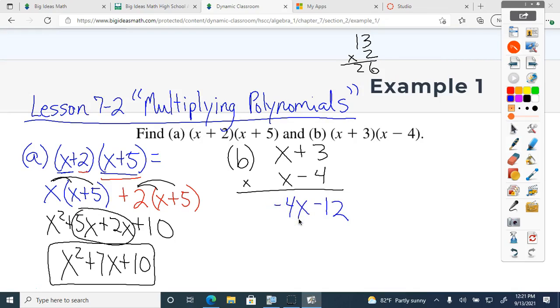Do y'all remember when you went to do the next one what you had to do at the bottom? Drop it, add it. Add a 0, very good, to hold the place, right? So, x times 3 is 3x. And then x times x is x squared. And then you add them up. So x squared minus x minus 12.